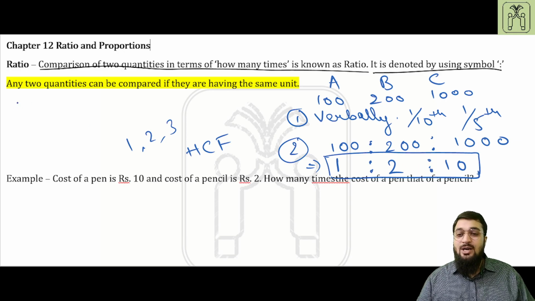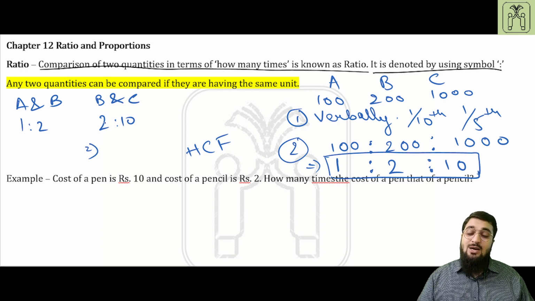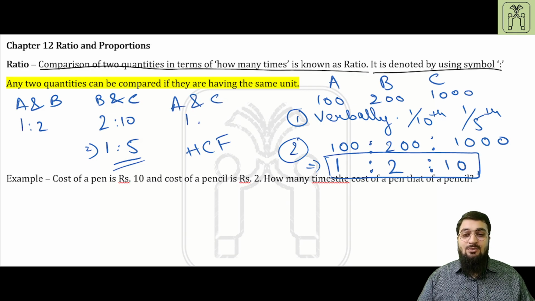If you want to write only two quantities, for example only A and B, you will write 1:2. If you want to write only B and C, you will write 2:10, which can be further simplified by the highest common factor, which is now 2. So 2 divided by 2 gives 1, and 10 divided by 2 gives 5. So this will be the final answer. Now coming to A and C, it will be 1:10.